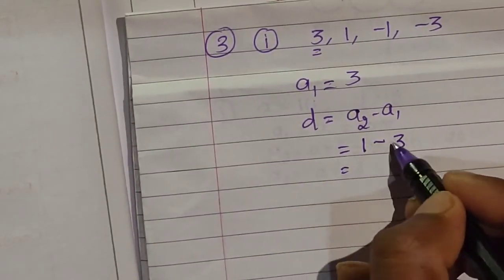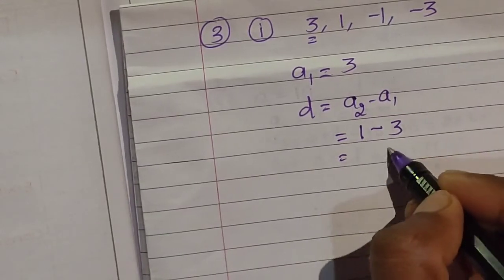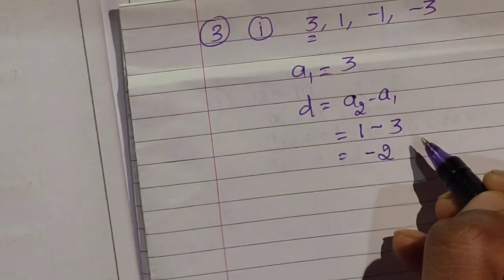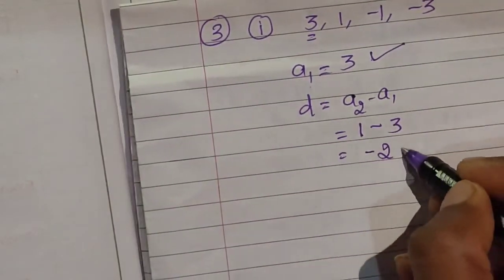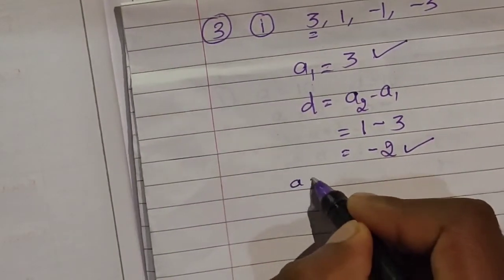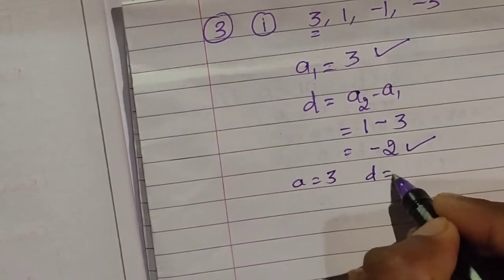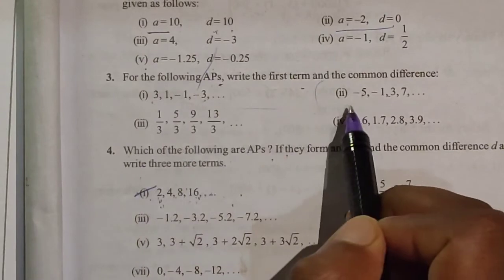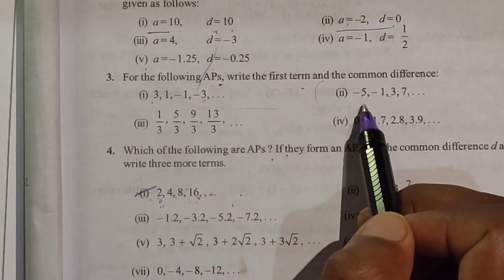One positive number, one negative number, subtraction. 3 minus 1, answer is 2. Of these two, the bigger number is 3, which has the minus sign, it means minus 2. First term is 3, common difference is minus 2. You can write A value is 3, common difference is minus 2. Second one is a practice question, you can solve it at home.